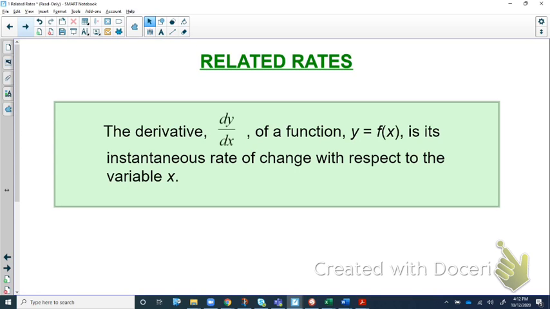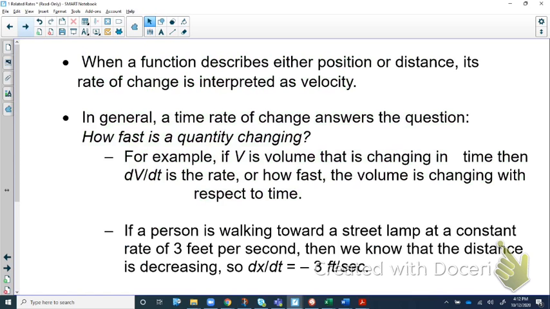Here we have a basic explanation of related rates. The derivative dy/dx of a function is its instantaneous rate of change with respect to the variable x. We're going to be applying these things generally as they relate to time. When a function describes either position or velocity, its rate of change is interpreted as velocity. Remember, the velocity function is the first derivative of the position function, and the acceleration function is the second derivative of the position function.